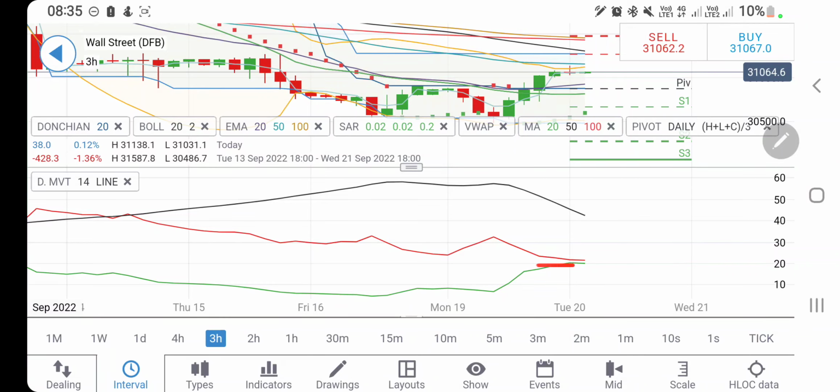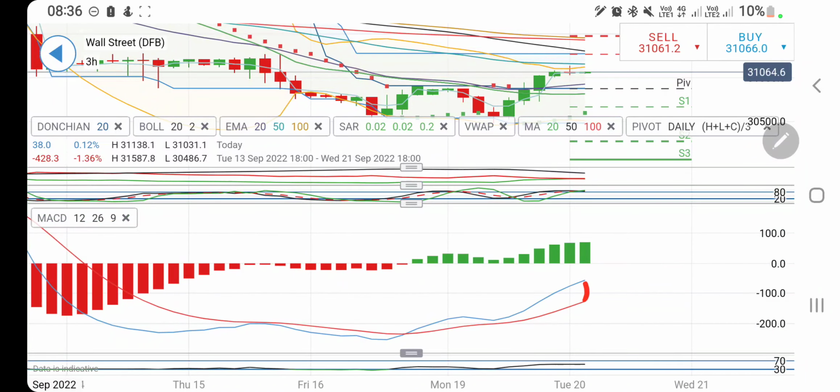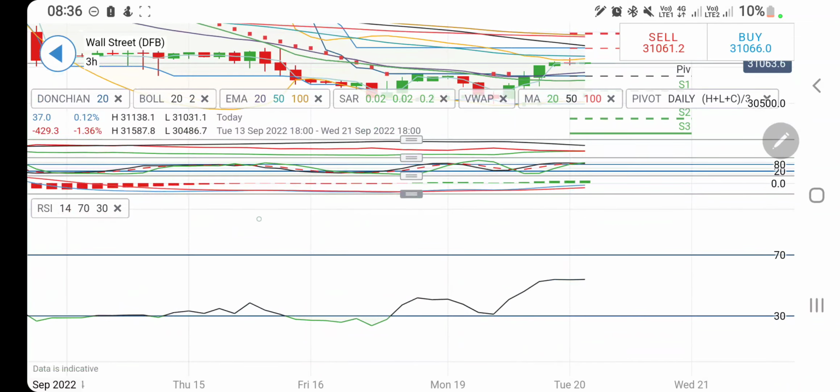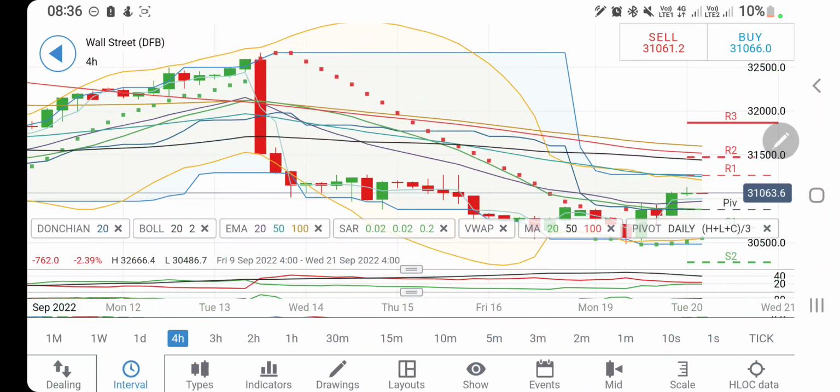The directional movement so far was bearish. It is converged but not crossed over. Be careful. Stochastic is overbought. Now again looking downwards. MACD is divergent and bullish. RSI is trading flat on the top, on the upper side of this.